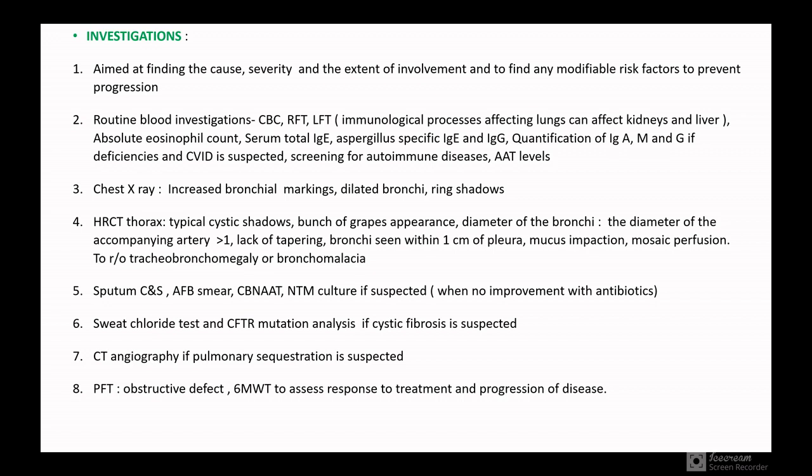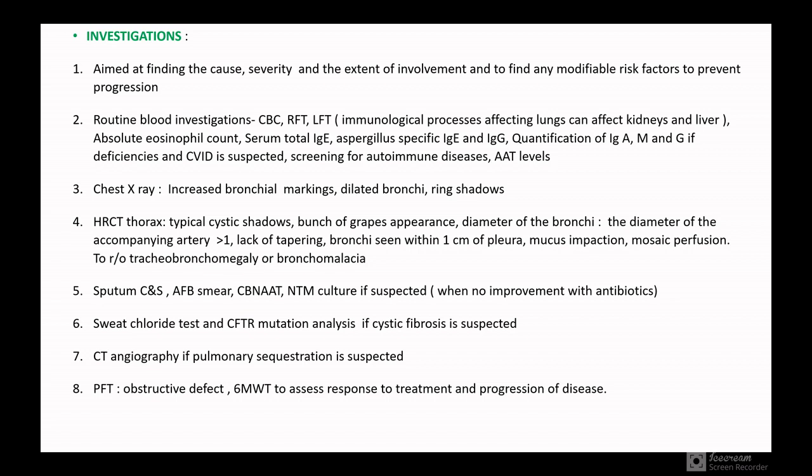We do the routine blood investigations: CBC, RFT, LFT, immunological tests for processes affecting the lungs that may also affect kidney and liver, absolute eosinophil count, serum total IgE, aspergillus specific IgE and IgG, and quantification tests like IgA, IgM, IgG if immunodeficiency and CVID is suspected. CVID is common variable immunodeficiency. We also do screening of autoimmune diseases and AAT levels. AAT is alpha-1 antitrypsin levels.